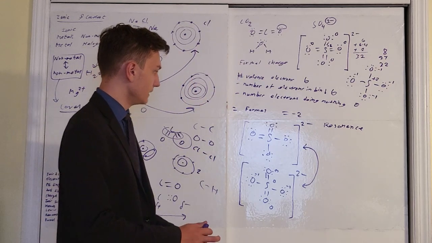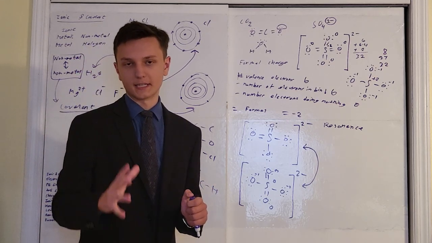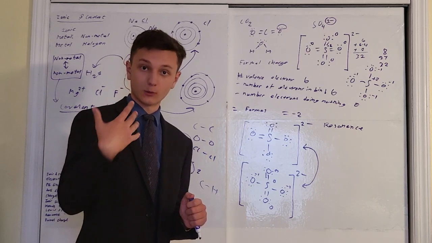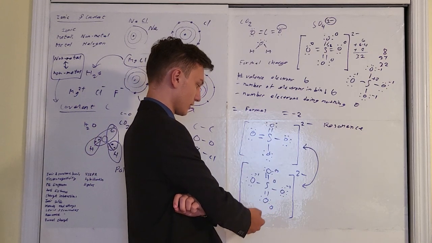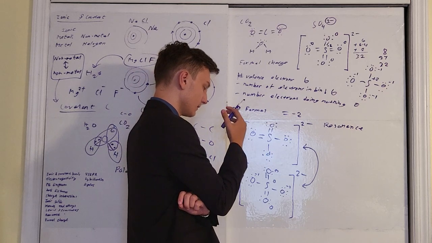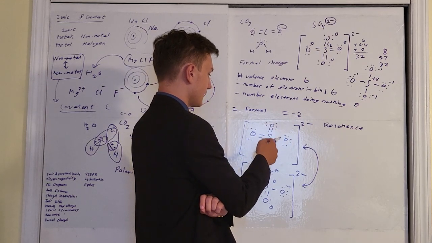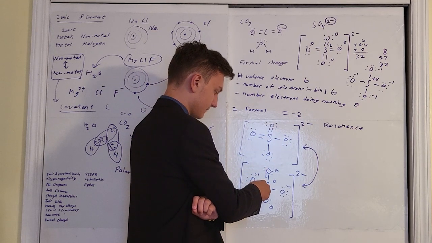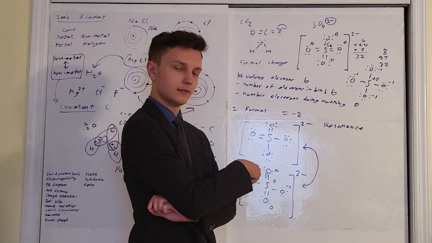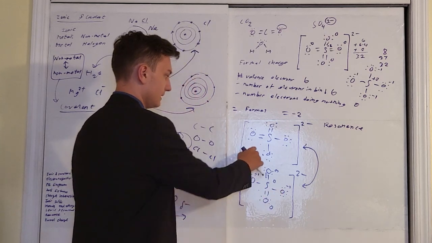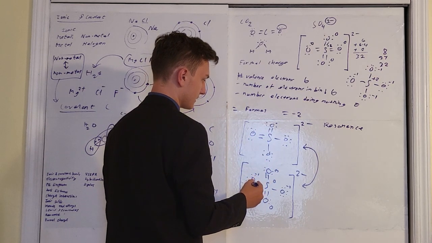Resonance is a phenomenon, so don't expect a concrete explanation as to why it happens. I'm only explaining what it is. Resonance means that if you're able to draw multiple Lewis structures differing only by the location of the bonds, it means that the atom is not this, it's not that, rather it's something in between. Okay? So how can it be in between? It means that here we have two double bonds and two single bonds.